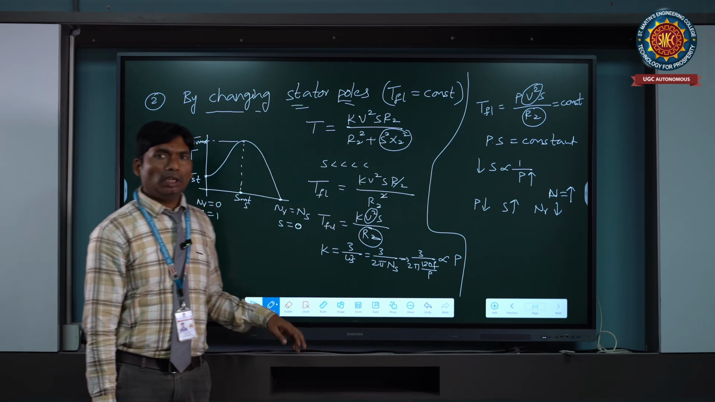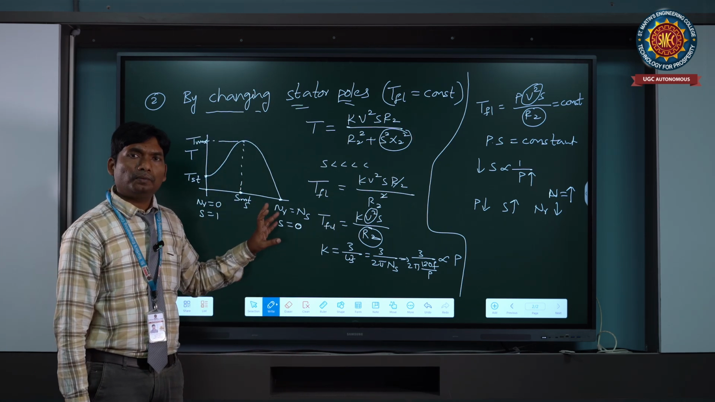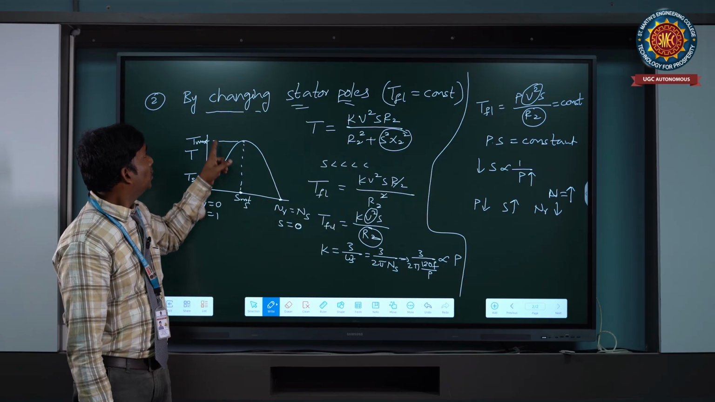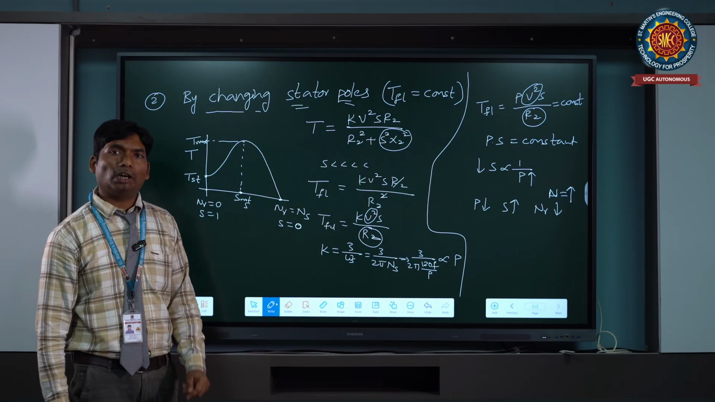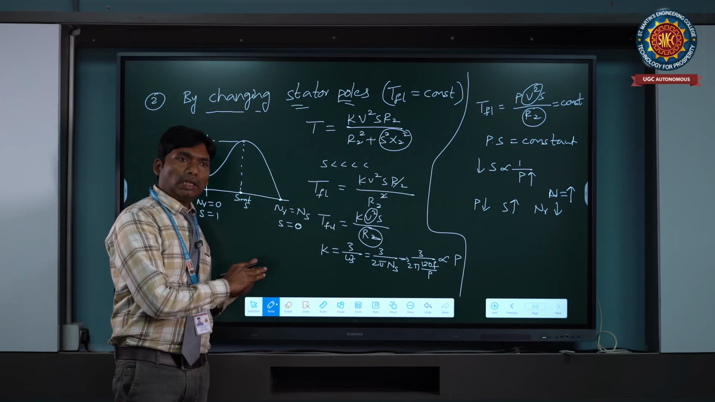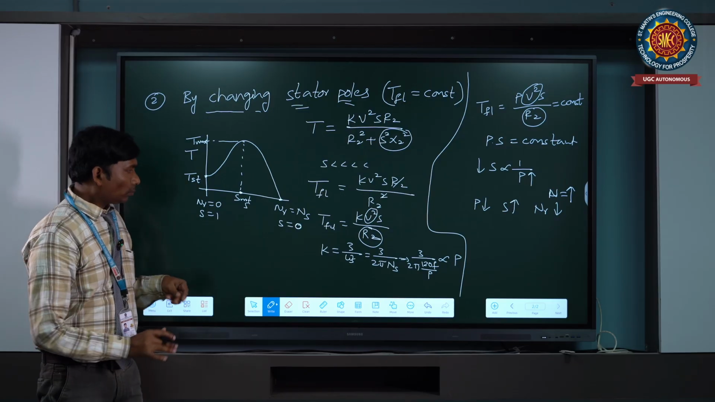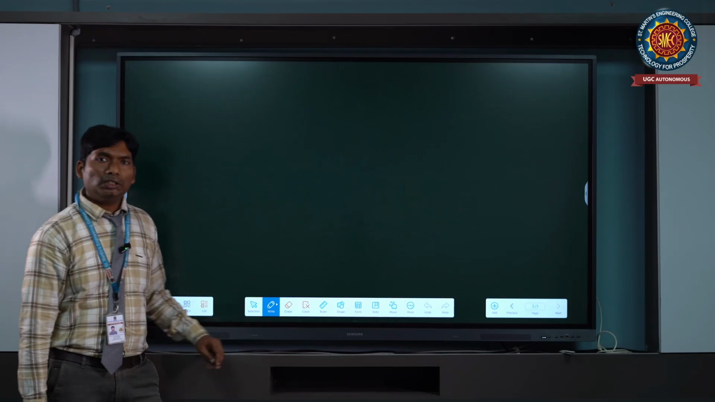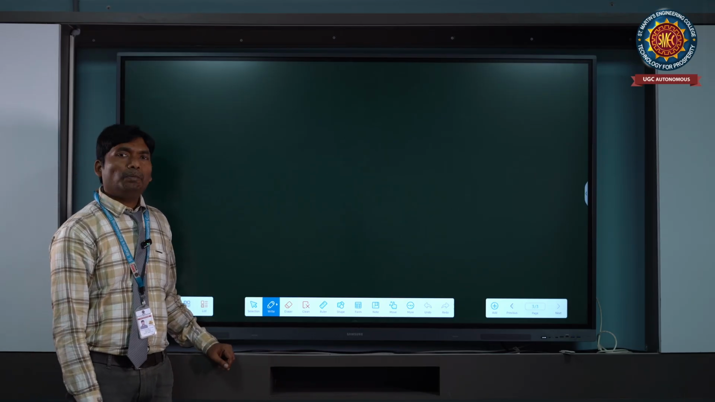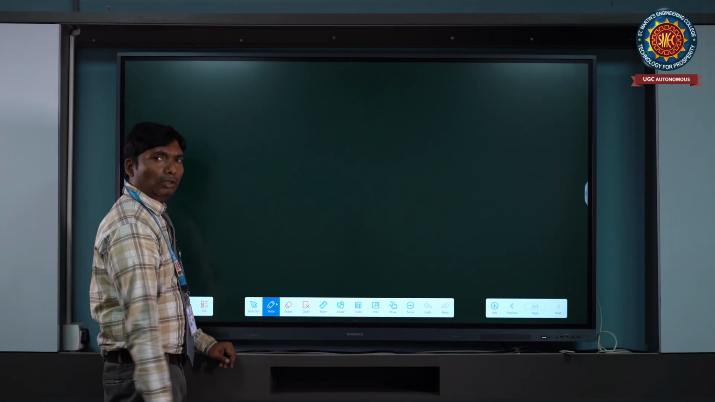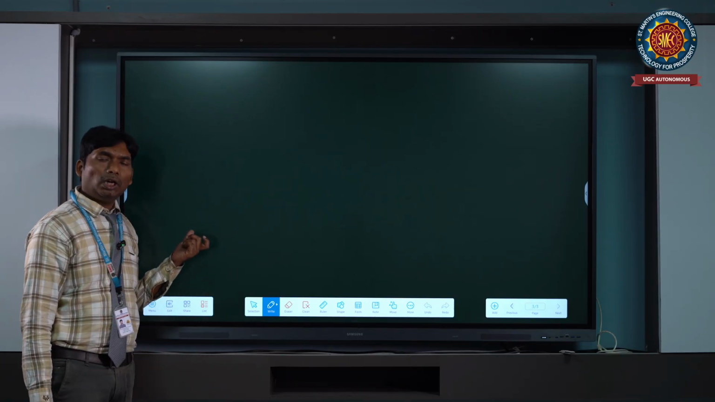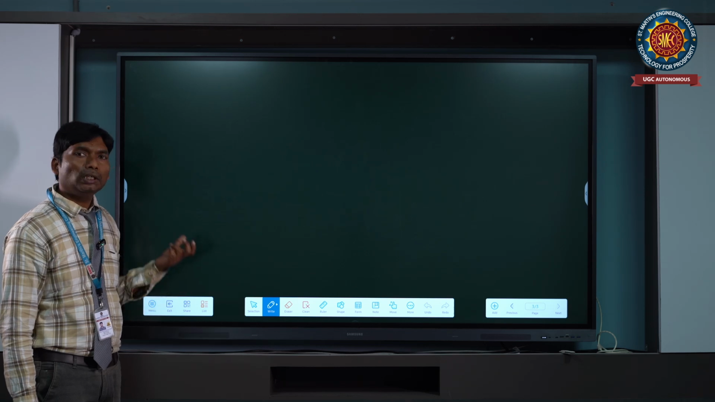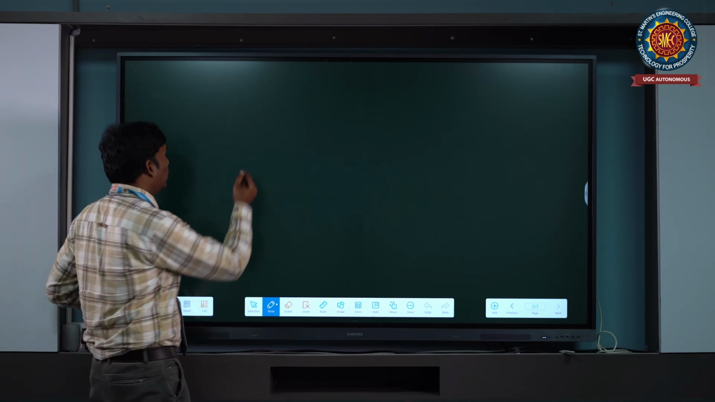You may have a doubt here. Speed control of a three-phase induction motor by the pole changing method is applicable to the squirrel cage induction motor. Why? This method is difficult to apply to the slip ring induction motor. Now we are going to discuss why it is difficult to apply to the slip ring induction motor and why it is easy to apply to the squirrel cage induction motor.